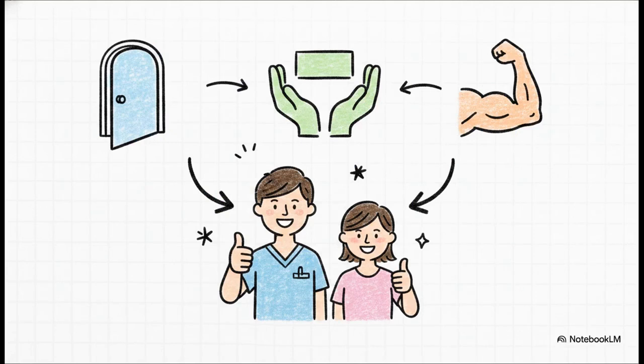The Kirkpatricks noted that behavior change just isn't automatic. It requires 3 really vital ingredients: opportunity, support, and commitment. A learner has to have the actual chance to use the skill. They have to personally commit to changing, and crucially, they need support.